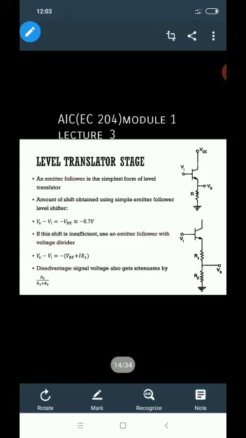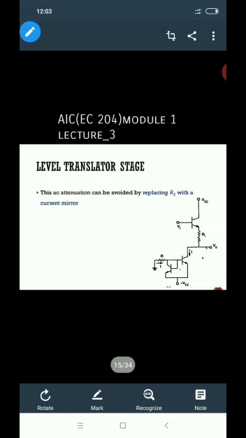So here we have the circuit: if the shift is insufficient, we use a voltage divider, which has a disadvantage, that is, the signal voltage also gets attenuated by R2 divided by R1 plus R2. In the level translator stage, this AC attenuation can be avoided by replacing R2 with a current mirror. This circuit is also important. The question may ask how to avoid the AC attenuation at the level translator stage. That is, we can replace R2 with a current mirror to avoid AC attenuation.